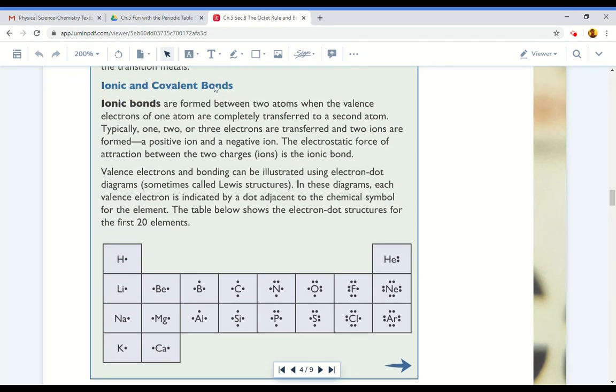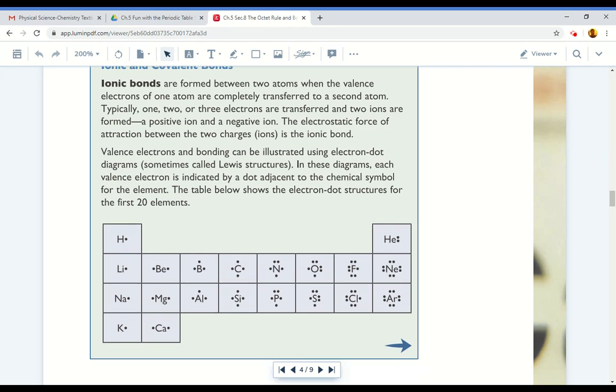Ionic and covalent bonds. Ionic bonds are formed between 2 atoms when the valence electrons of one atom are completely transferred to a second atom. Typically, 1, 2, or 3 electrons are transferred and 2 ions are formed, a positive ion and a negative ion. The electrostatic force of attraction between the 2 charges, ions, is the ionic bond.